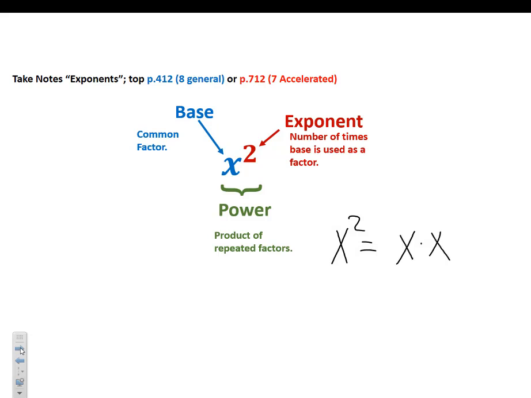Okay? Doesn't help us a lot, so let's change the base. Let's say the base is 7, and I've got this power of 7 squared. You would recognize that that's 7 times 7, and if you were asked to evaluate that, you would then say that that is 49. All right?